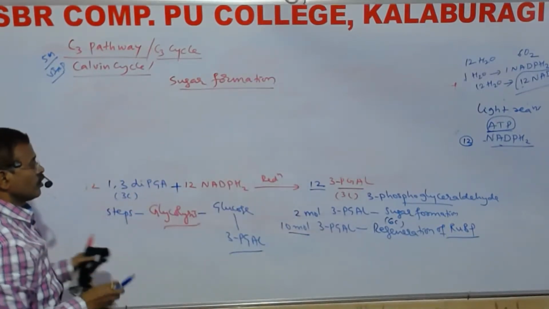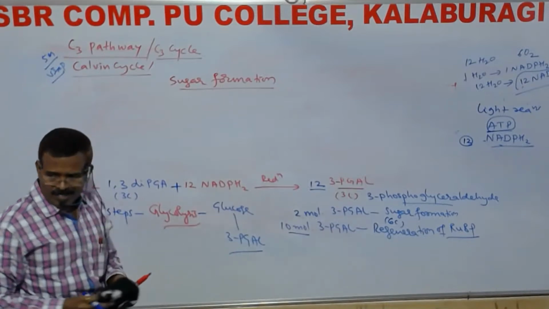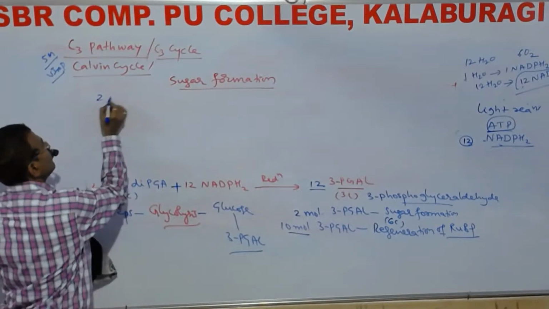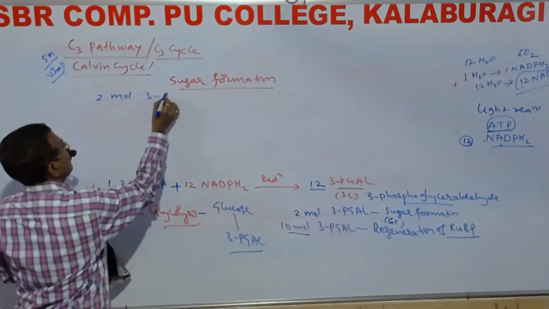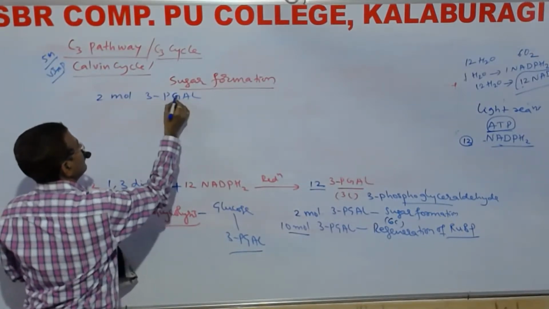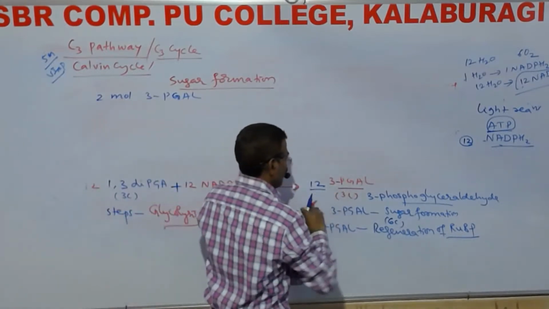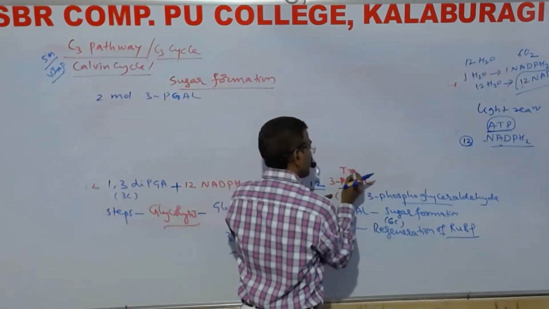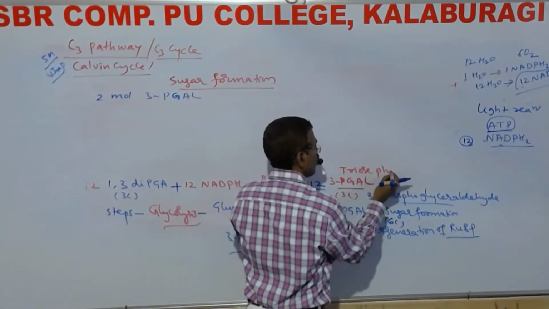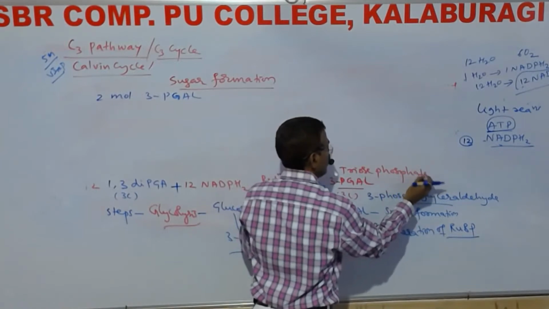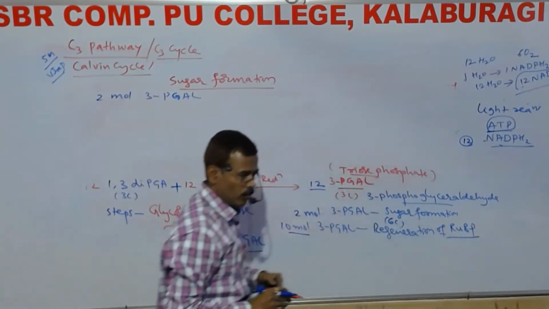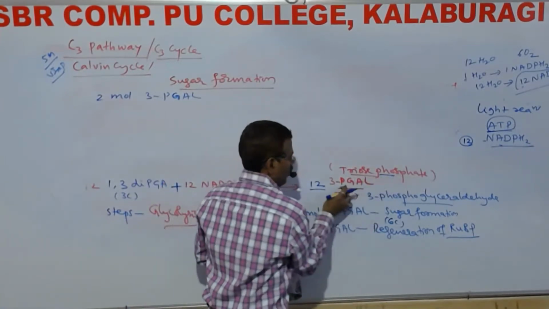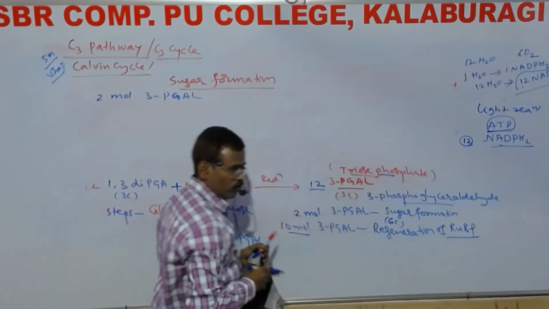Now listen. How many molecules of 3-PGAL are involved in sugar formation? 2 molecules of 3-phosphoglyceraldehyde. This is an example of a 3-carbon triose phosphate. Remember, triose means 3 carbon, pentose means 5 carbon. A phospho group is there, so that's why it is a triose phosphate.